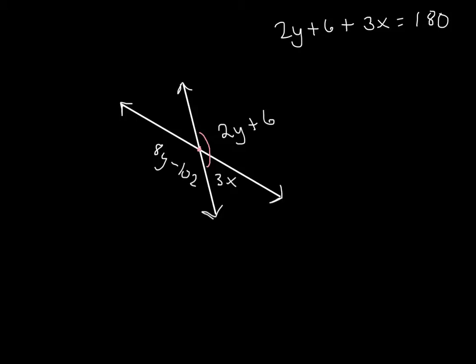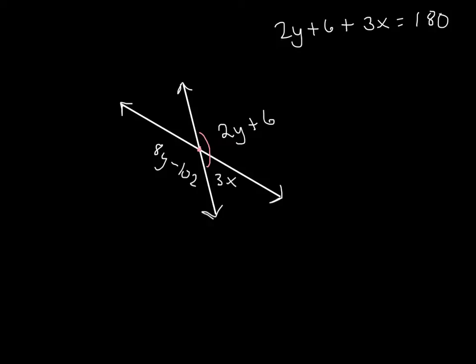Let's think about vertical relationships now. I know, for example, that because this is 3x, that this must also be 3x. I know then that because this is 2y plus 6, this must also be 2y plus, oh, wait a second. Huh, that's strange. I thought vertical angles were congruent. Well, they are. And this is our point of entry, okay?